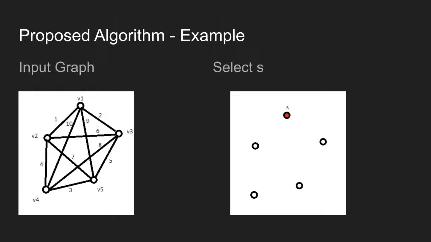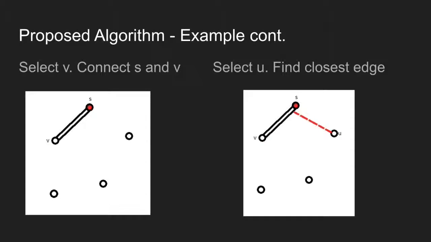So here's an example use case of the algorithm. You start with the input graph on the left, which is a fully connected graph. It's symmetrical, and you can see the cost of going from one node to the next. And then you just look at the points. You start by selecting a point S. This can be any arbitrary point. You start by connecting V and S, and you have 2 paths that connect the two.